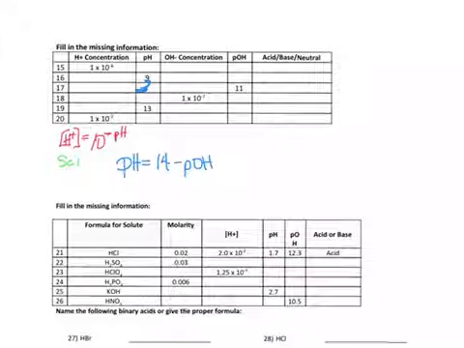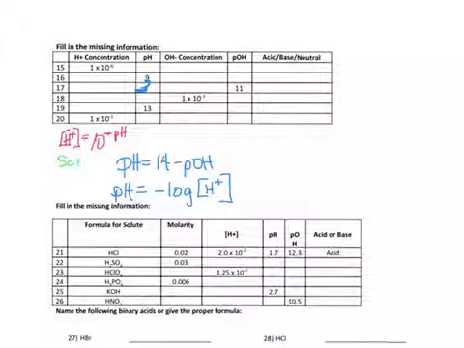All right, what's the other formula to calculate for pH? Let's say I don't know the pOH, but I know the concentration. Negative log times the concentration of hydrogen ions. To calculate for pH, you need to be in scientific notation.